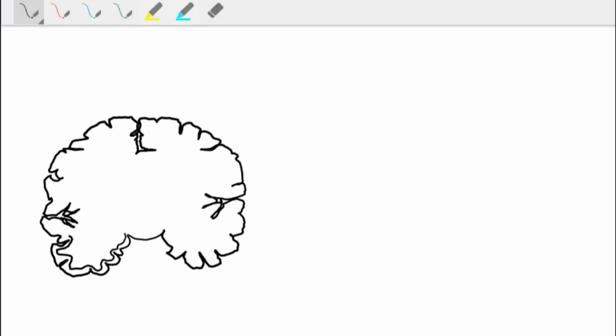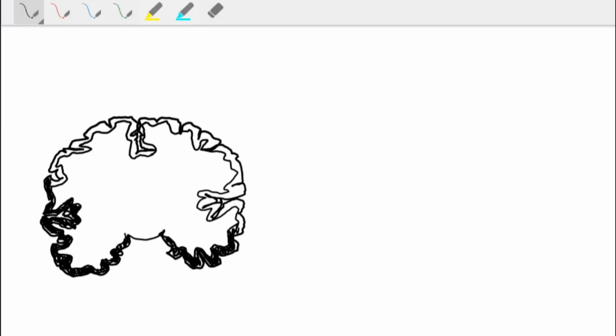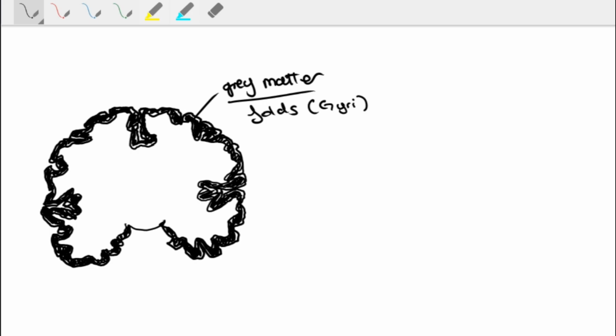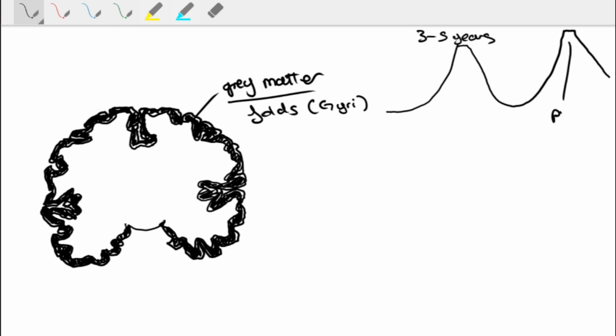Gray matter consists of neuron cell bodies with few myelinated axons that make up the brain's surface, and its layers are formed in the gyri, or its folds. Gray matter density increases and decreases over time, but it peaks at the age of 3 to 5 years, and then decreases due to synaptic pruning, but then peaks once more during puberty. It is this process that allows neural circuits to be more efficient.